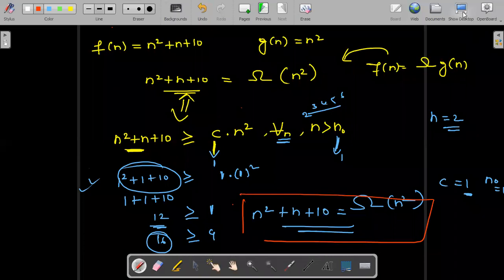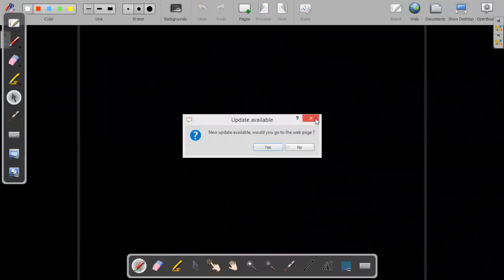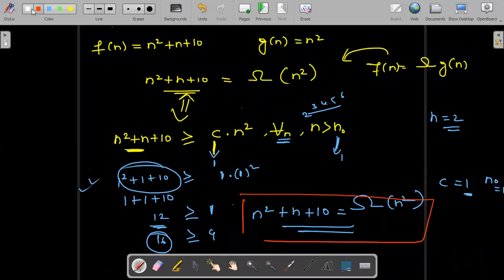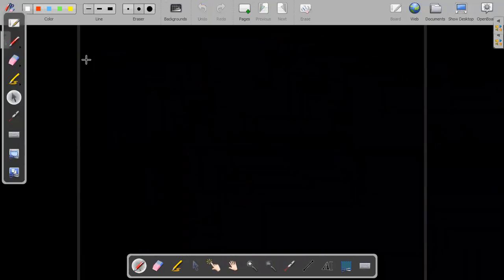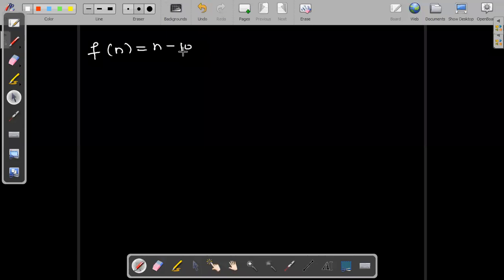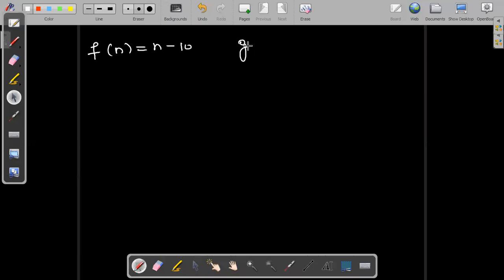Next page. Okay, fine. Here, you take it. One more program. F of n is equal to n minus 10. Again the same problems I am taking, converting them, otherwise you will not understand. That's why g of n is equal to n plus 10.